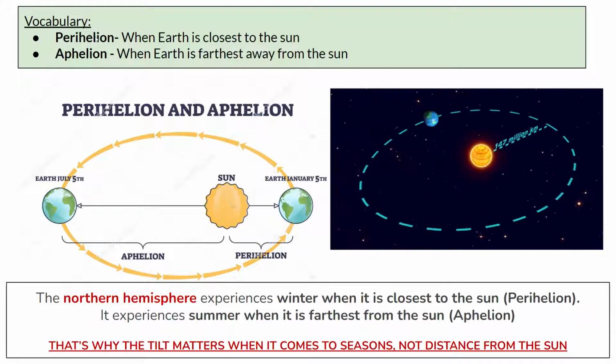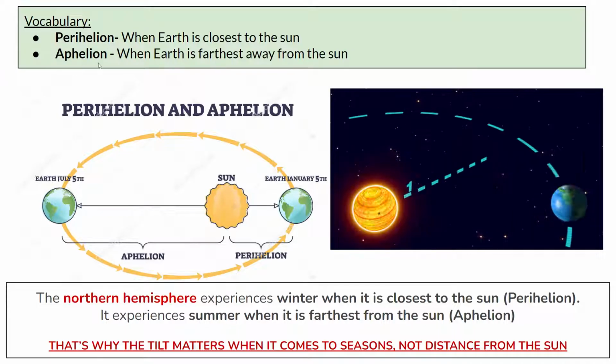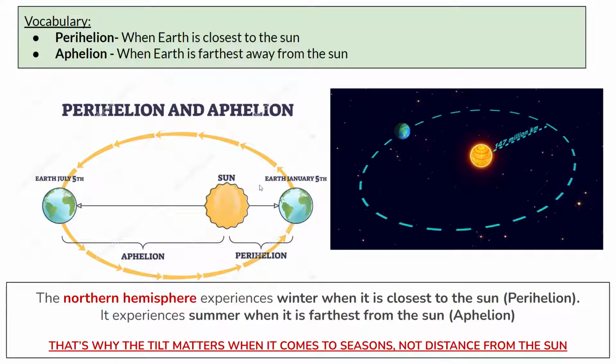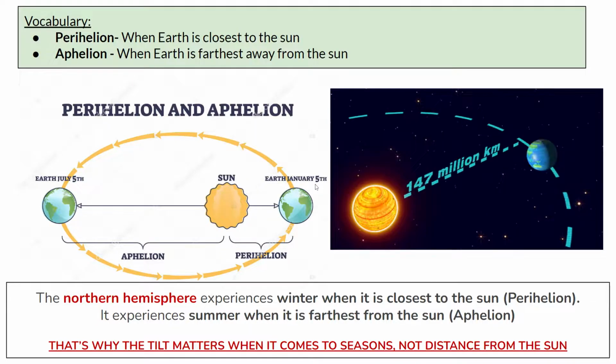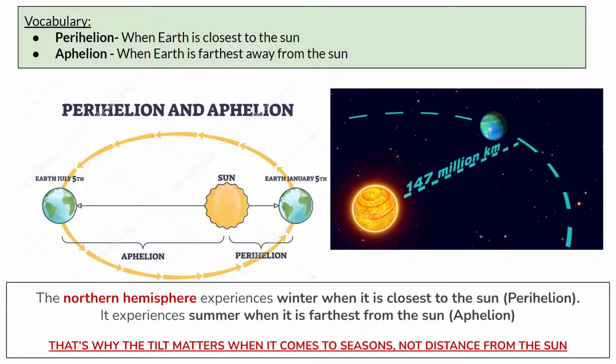So, there's two vocabulary words you need to know, and that is perihelion and aphelion. Perihelion is when Earth is actually closest to the sun, and this happens around January 5th. And then aphelion is when Earth is farthest from the sun, and this happens around July 5th.